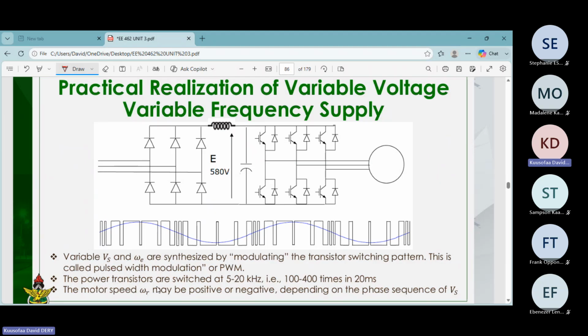So the power transistors are switched on. These are the switching frequencies that we have, and omega R might be positive or negative depending on the phase sequence of the voltage supply. If you change the phase sequence, definitely it will rotate in the opposite direction. That's what this point is saying.